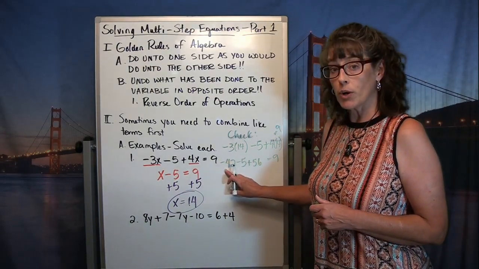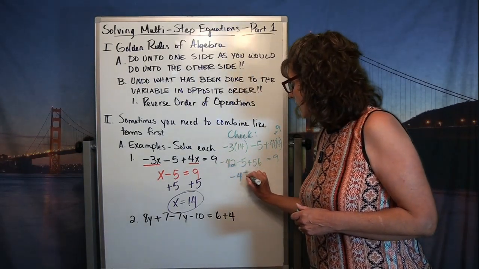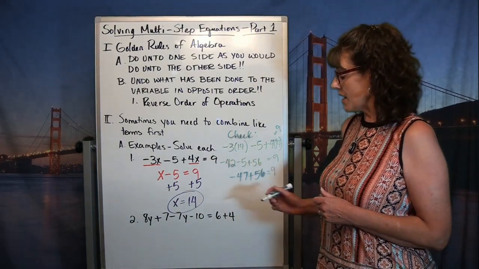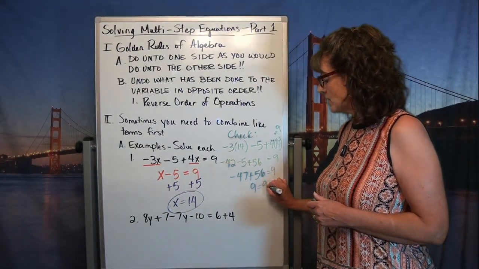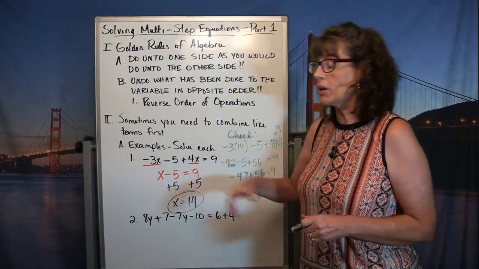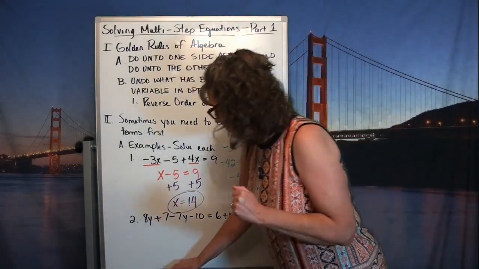So now working left to right, negative 42 minus 5 is a negative 47. And negative 47 plus 56, is that a 9? Yep, it sure is. So we were able to create truth by using this number and plugging it in for those x's. All right, let's try another one to make sure we're real good at it.